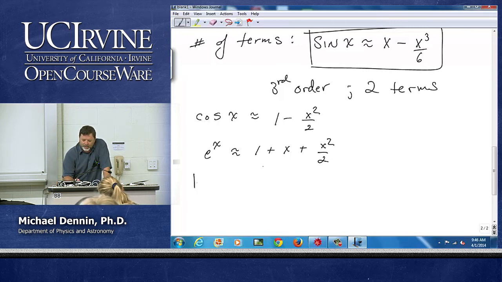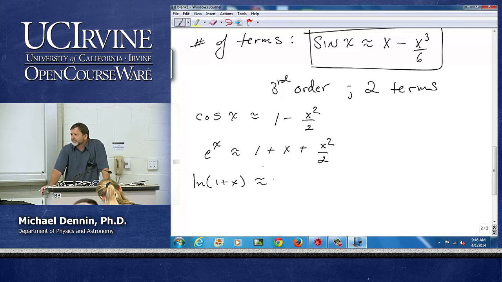There's the natural log of 1 plus x. And why am I doing 1 plus x? What's the natural log of 0? Undefined. Natural log of 1 is something you're more likely to expand around because the natural log of 1 is 0. Natural log of 1 plus x is what? Approximately? Anyone remember? That's a hard one. You usually don't memorize it. It's x, and then it's a minus x squared over 2, if I did that right.